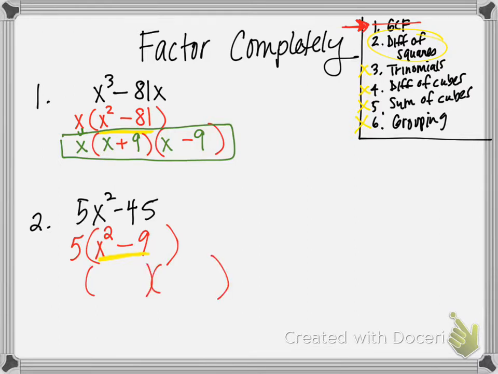So double parentheses, alternate the signs. Remember, your 5 just goes in the very front still. So for the first term, what can I multiply by itself to get x squared? That would be x times x. And then the back term here gets split up in the back spots. So what do you multiply by itself to get 9? 3 and 3. So this would be factored completely.